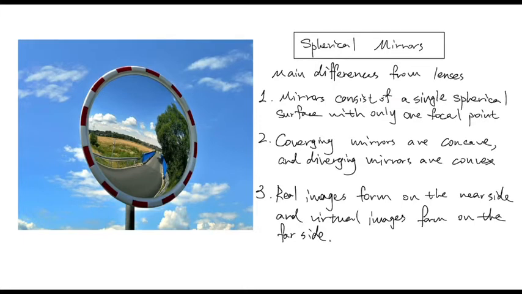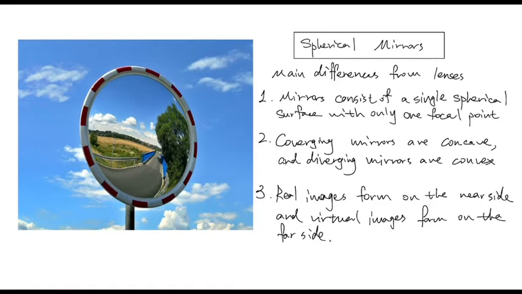First, although lenses consist of two intersecting spheres with two focal points, mirrors consist of a single spherical surface with only one focal point. Two, although converging lenses are convex and divergent lenses are concave, mirrors are the opposite. Converging mirrors are concave and divergent mirrors are convex.